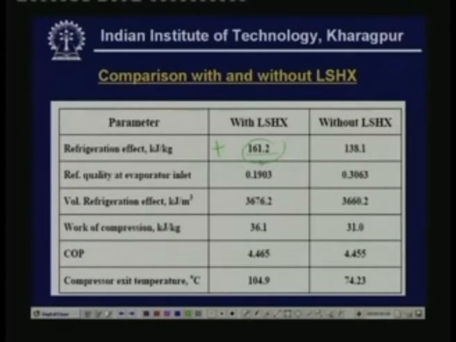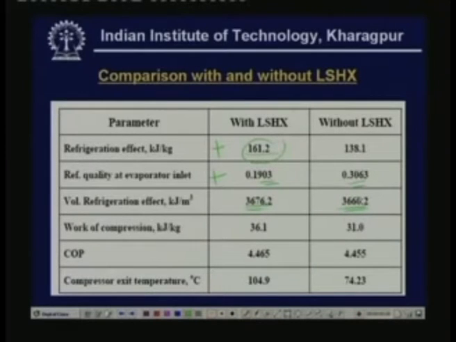Second plus point is that the quality of vapor at the evaporator inlet has reduced. Okay, it is 0.1903 with liquid suction heat exchanger and 0.3063 without liquid suction heat exchanger. Okay, this is also a plus point. This is happening because the entry to the expansion device is now in subcooled region. As a result, you have less vapor. Okay, and volumic refrigeration effect has a marginal increase. Okay, it is almost same. You can see that this is 3676, this is 3660. Okay, so it is almost same.